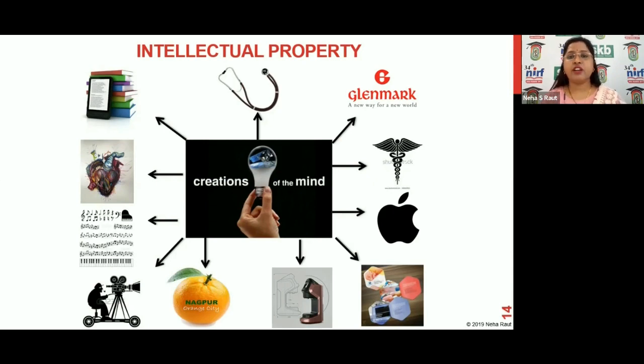So with this, I have cleared the basics of IP. I hope students understood where we can protect our ideas or expression or our invention.